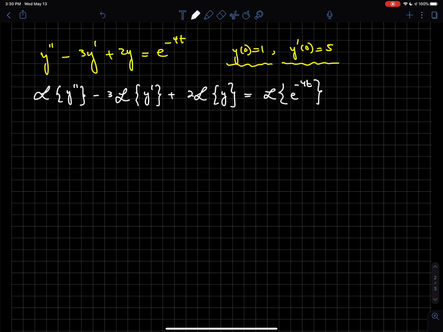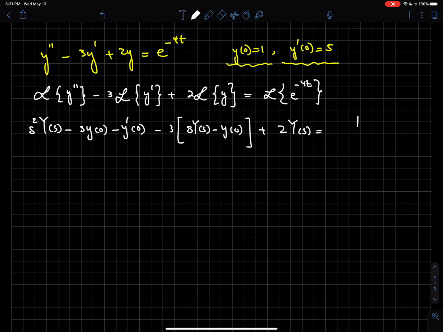Now Laplace transform of y double prime is s squared Y of s minus s y of 0 minus y prime of 0, minus 3 times the Laplace transform of y prime, which is s Y of s minus y of 0, plus 2 times the Laplace transform of y, which is just Y of s, and the Laplace transform of e to the minus 4t is 1 over s plus 4.